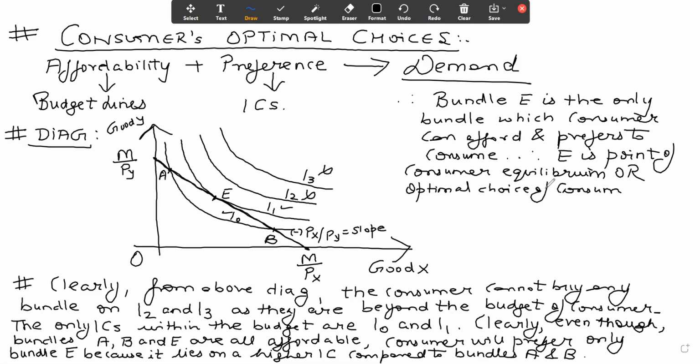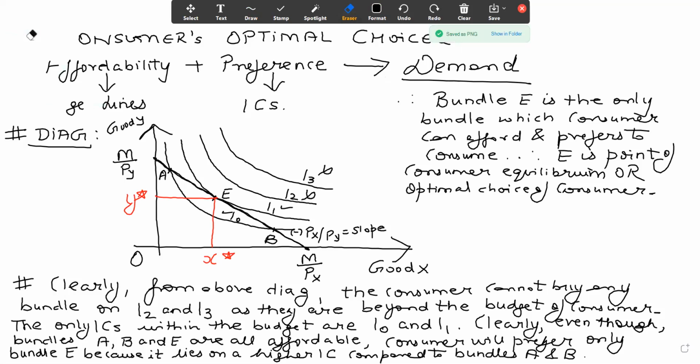Bundle E is the optimal choice of the consumer, which corresponds to X1 star of good X, I can say X star amount of good X and Y star amount of good Y. So what we have learned is that mathematically the consumer's optimal choice is given by the point at which the indifference curve is tangent to the budget line. I hope students have written this and they have understood this.